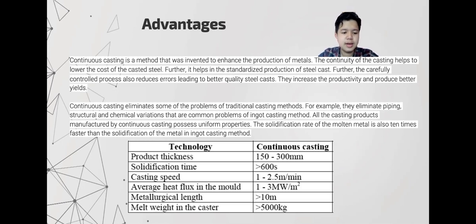So, in the table below, this is one example of a continuous casting specification. It can produce product thickness from 150 to 300 millimeters, the solidification time is more than 600 seconds, and it has a casting speed of 1 to 2.5 meters per minute. The average heat flux in the mold is 1 to 3 megawatts per square meter, and it has a metallurgical length of more than 10 meters, and the melt weight in the caster is more than 5 tons.